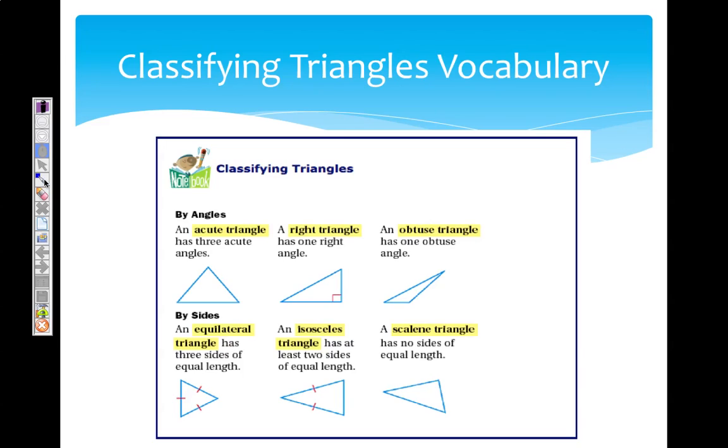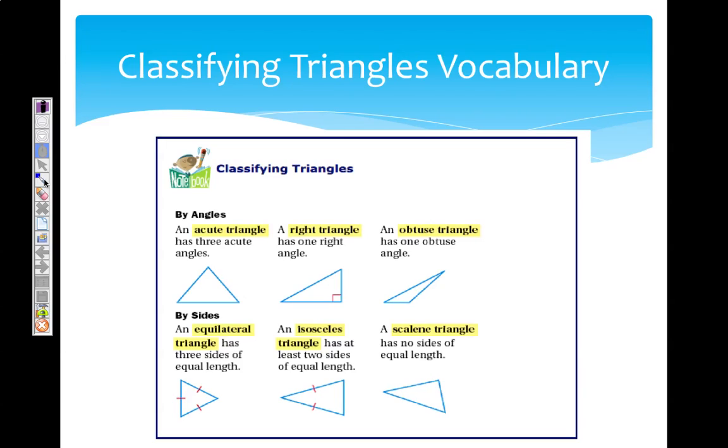All right, the first way that we can classify triangles by their angles is called an acute triangle. And an acute triangle has 3 acute angles. So it would be a triangle, a 3-sided shape, you all know that, that has 3 acute angles.